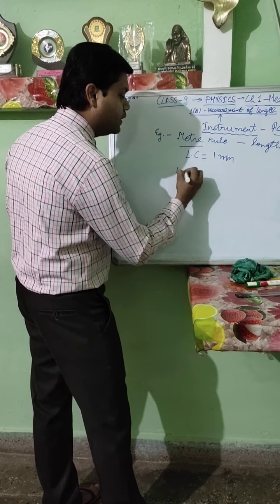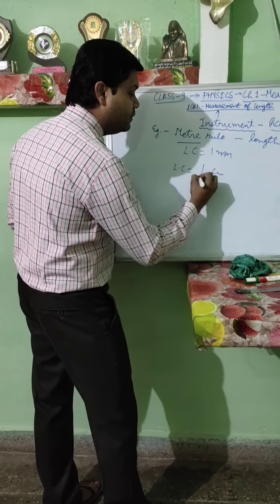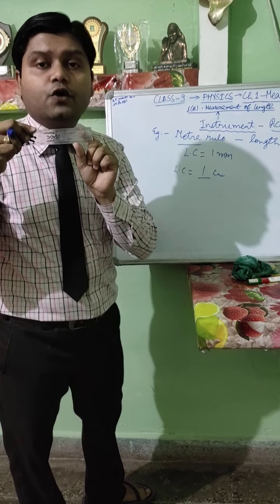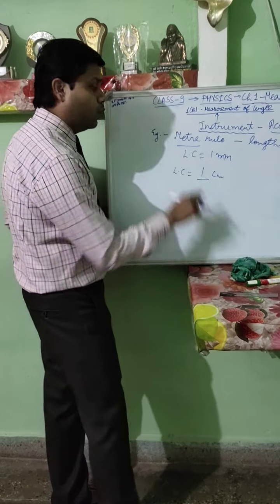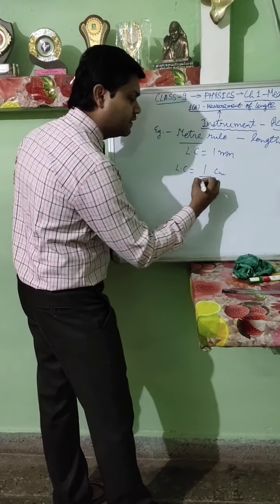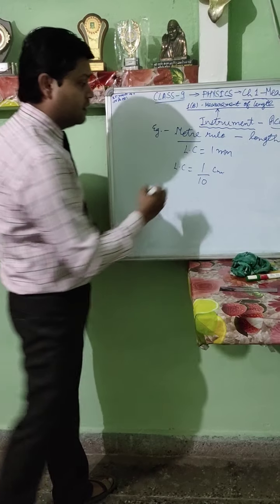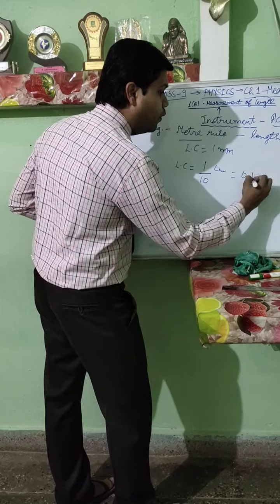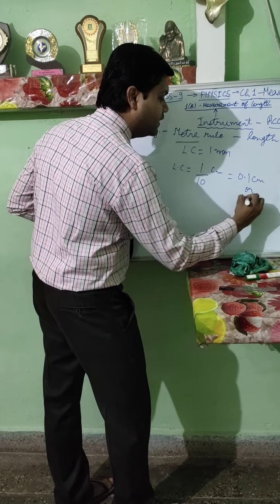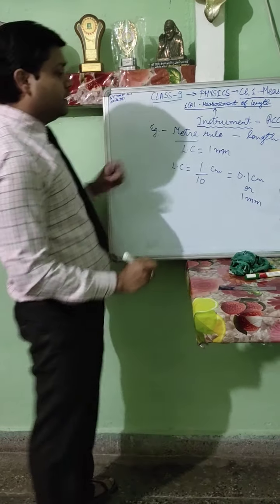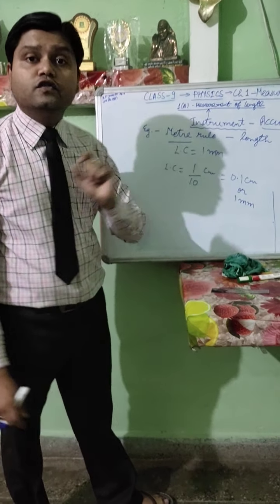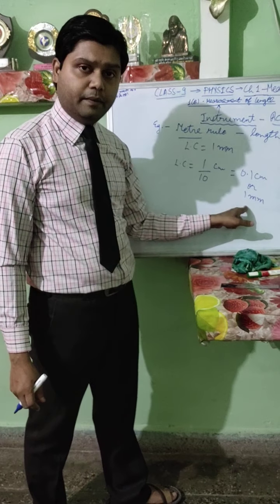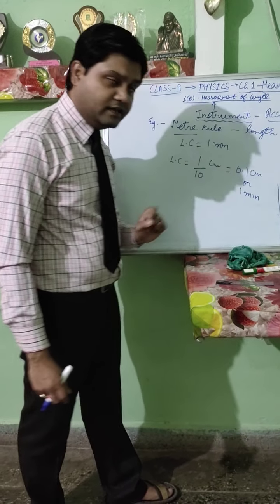Therefore, for finding out the least count, this 1 centimeter is divided into 10 equal divisions. So 1 centimeter is divided into how many divisions? 10 equal divisions. Therefore, the least count of the meter rule will be 0.1 centimeter, or we can say 1 mm. Therefore, the meter rule is not able to measure length below 1 mm or below 0.1 centimeter.